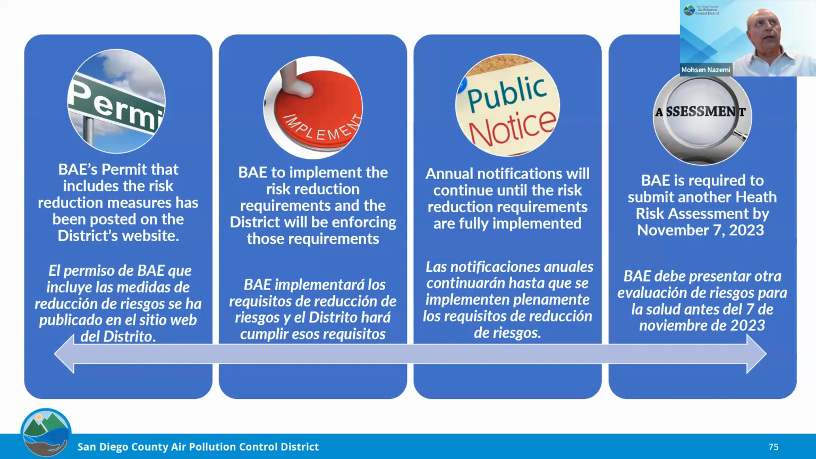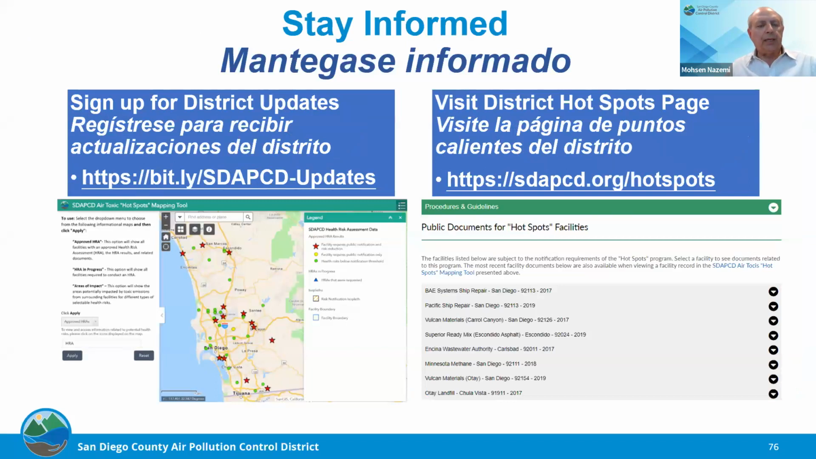If we can go to my last slide, as the district has been presenting, public engagement is a core element of our program to reduce toxic emissions. So we would like to encourage you to sign up for district updates via its Gov Delivery subscription services and visit our website. BAE is not the only facility in this community that's subject to this program, so our website has an interactive mapping tool for all facilities under this program and all documents related to public notification and risk reduction. And that concludes my presentation. And at this point, I'll pass this on to Lydia.